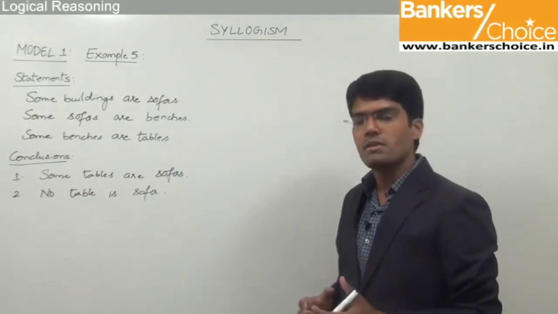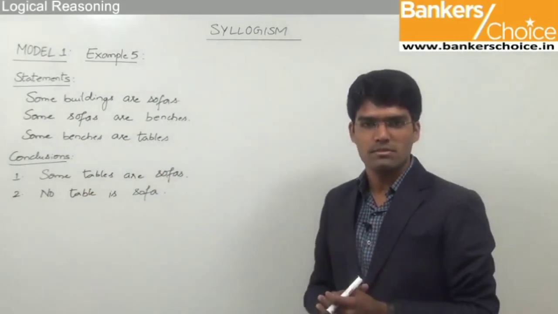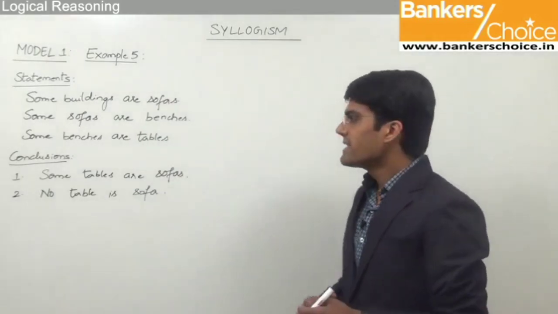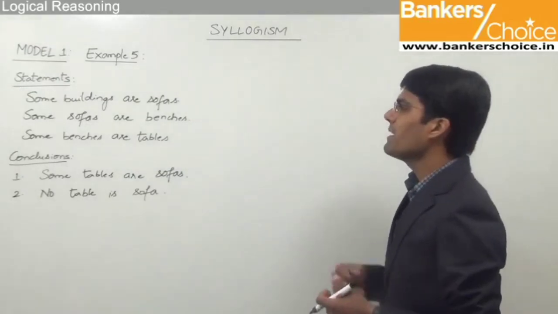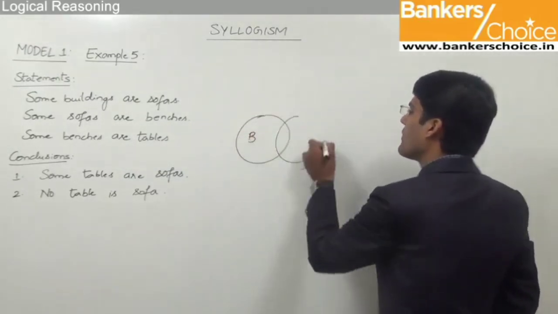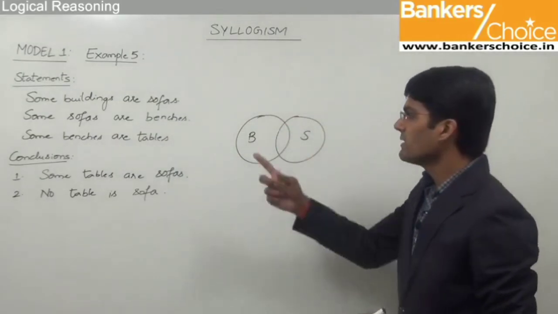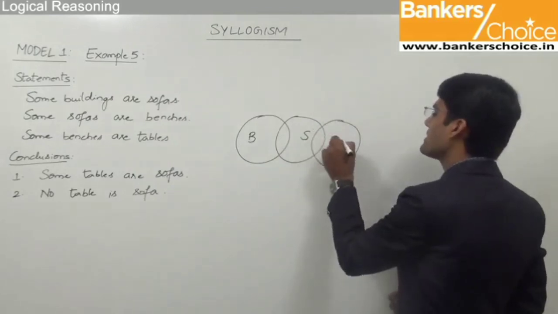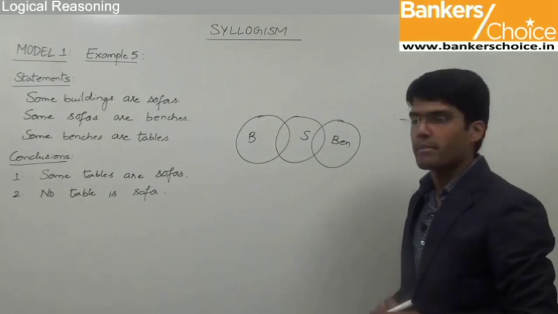And as I've already mentioned, whenever we have a complementary pair, we have to check all the various diagrams possible to find out which of these conclusions are true. Let us anyway draw the basic diagram first for these statements. The first statement here is some buildings are sofas. So buildings and sofas can be taken as shown here. So we find that some of the buildings are sofas. The second statement is some sofas are benches. So sofas and benches can be taken as shown here. So this is the region where some sofas are benches.